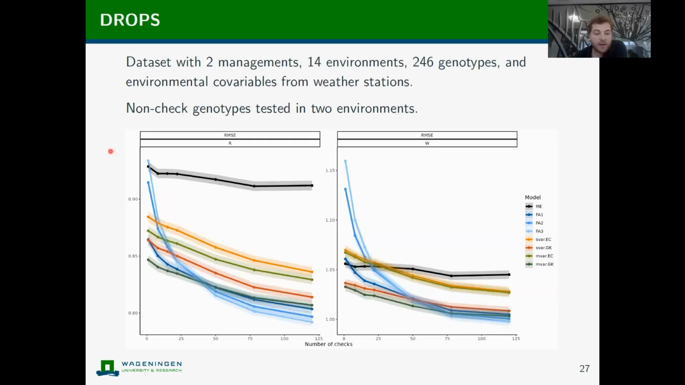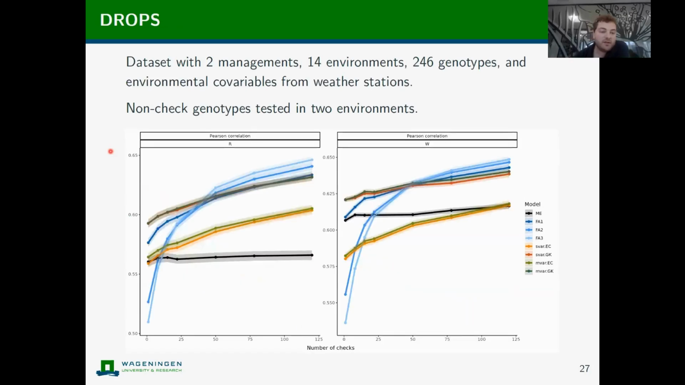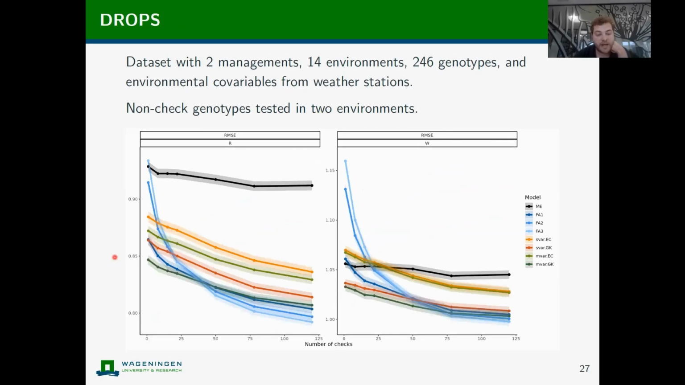Yeah, so for the drops data, well, the drops data doesn't have a huge amount of G by E, so the differences are quite small. We're talking about like 0.03, 0.04, and it also depends on how many checks you have, so the connectivity between the environments. For the errors, it's sort of similar. You could use the main effects model as a sort of reference level.